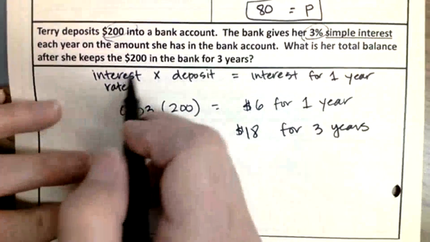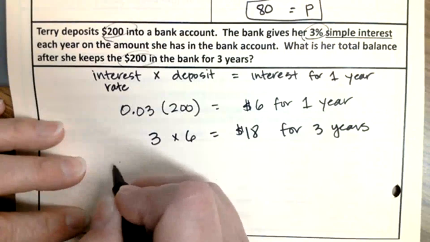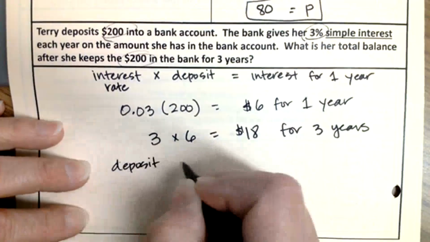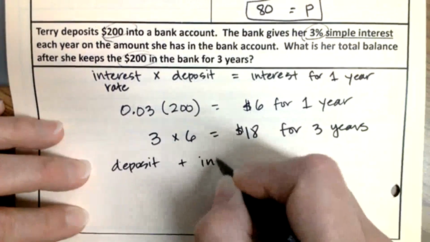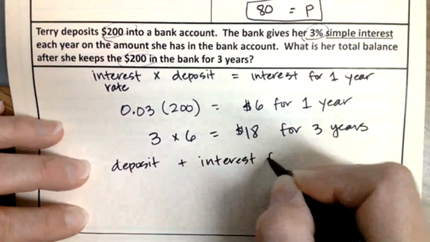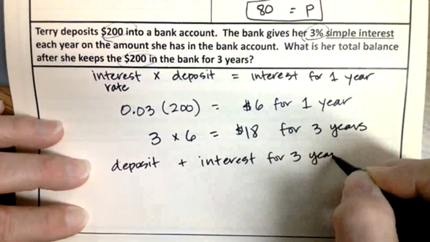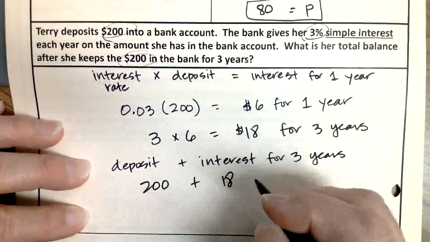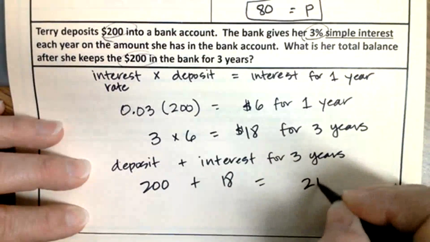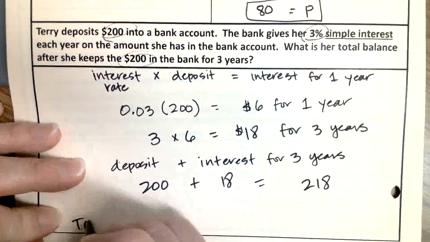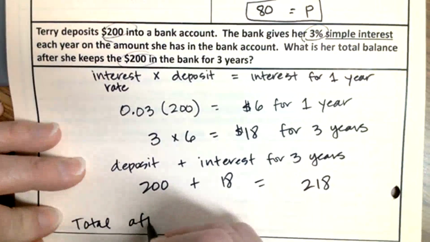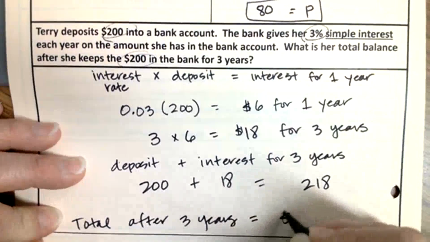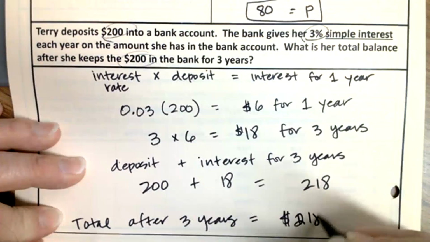Okay. So if we take that $18 and add it to the original price, so we're going to go with the deposit plus the interest for 3 years, which is 200 plus 18, and that's going to give us $218. So the total amount after 3 years is $218.